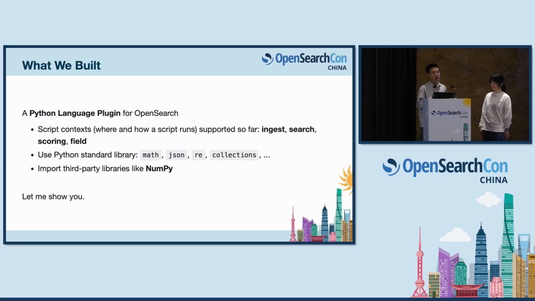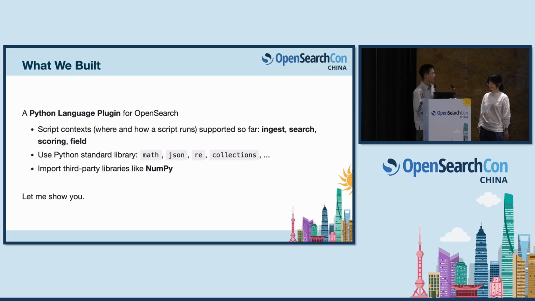So we built a Python language plugin for OpenSearch. Anywhere you normally write Painless, you can now write Python. For example, during indexing, searching, scoring, and script fields. And you can use standard libraries, not only re, but also math, JSON, collections, and more. And we also bundled NumPy as a proof of concept for third-party libraries.